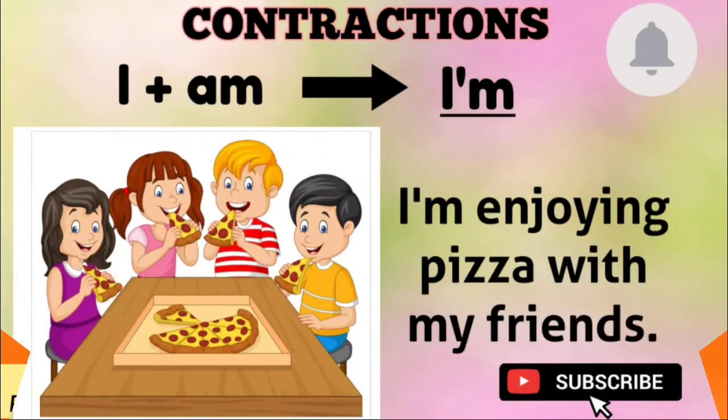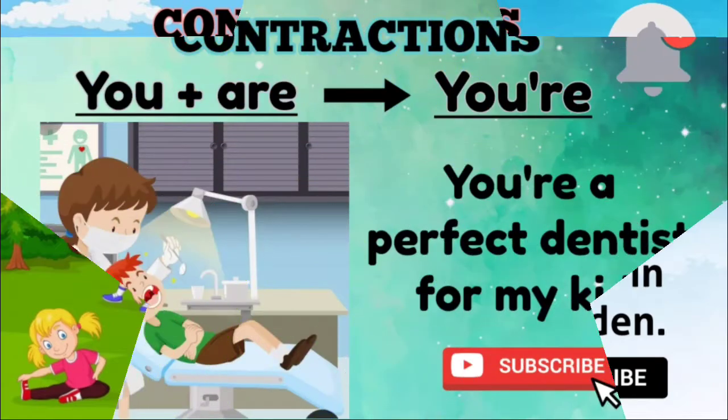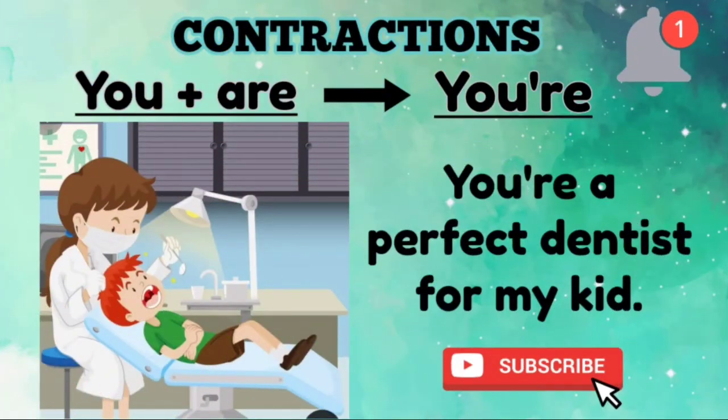See the first example. I plus am becomes I'm. I'm enjoying pizza with my friends. The next example. They plus are becomes they're. They're doing yoga together in the garden. See the next example. You plus are becomes you're. You're a perfect dentist for my kid.